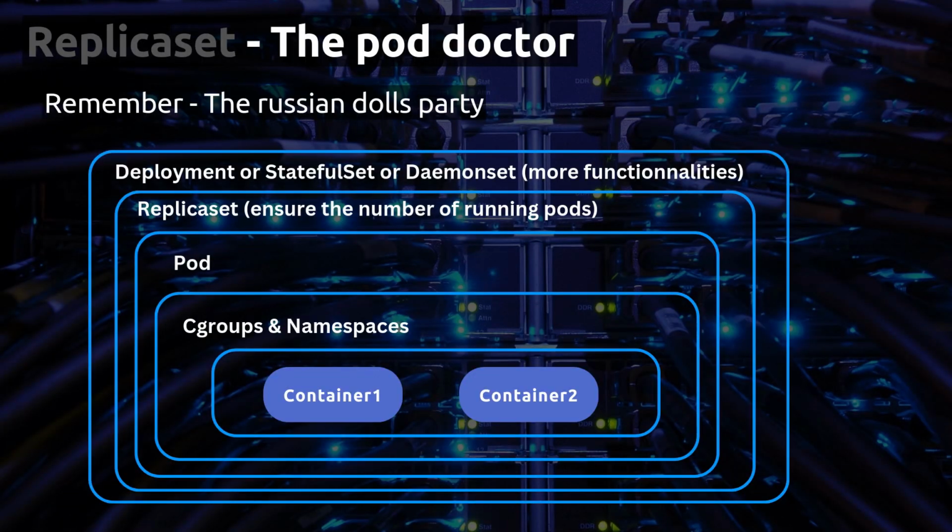As a reminder, previously we compared the pod encapsulation with the Russian dolls. Deployment handles the replicaset through the replicaset controller. Then the pod is managed by this replicaset, and the pod communicates with the container runtime to create a process isolated by the namespaces and cgroups that provides us container orchestration with our Kubernetes cluster.